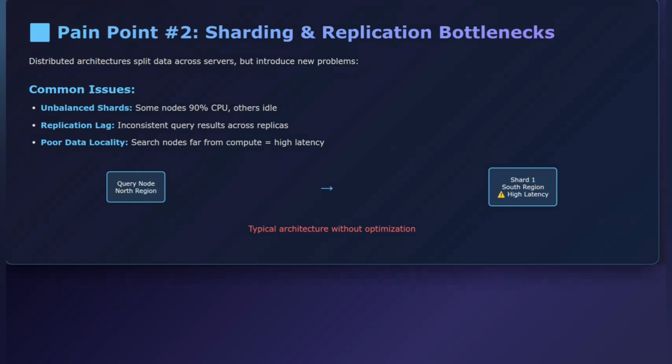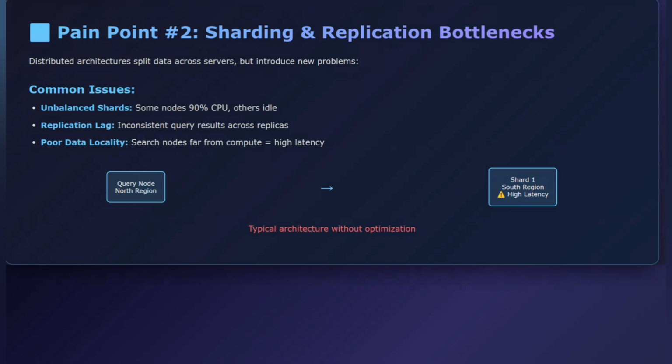Problem number 2, replication lag. For fault tolerance, you replicate each shard to multiple servers, but replication takes time. Write vector v to server A, it propagates to server B, but there's a 500 millisecond lag. A query hits server B before the replication completes. You get inconsistent results. The same query returns different results on different replicas. Your system is correct, but users see bugs.